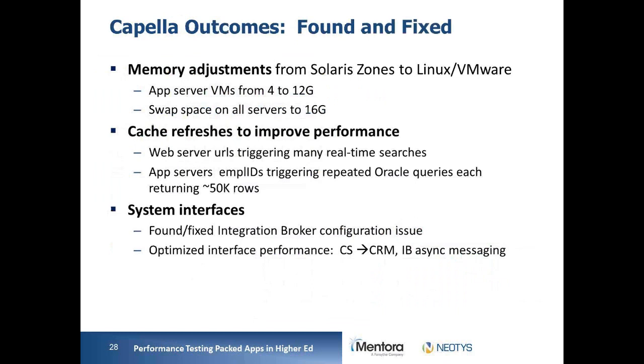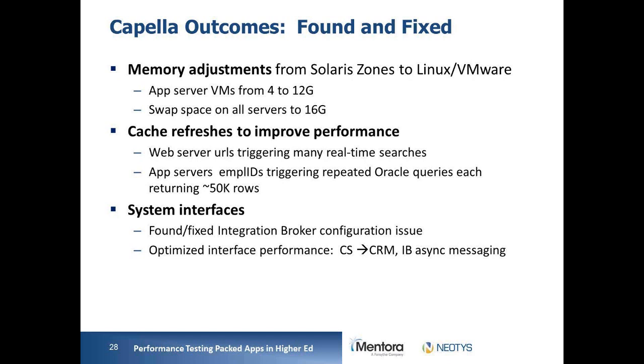So moving to Capella outcomes specifically, there were some significant things that we found and fixed. Here are 3 of them. There were virtual memory adjustments, there were swap space adjustments, all of which happened to be associated with moving from Solaris zones to VMware and some configurations that were not optimized.